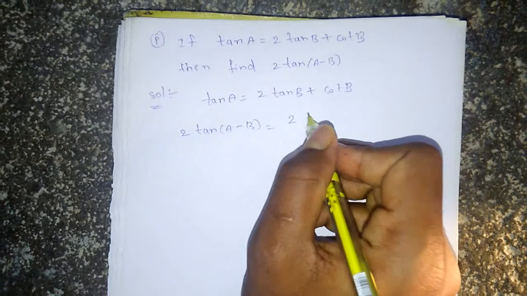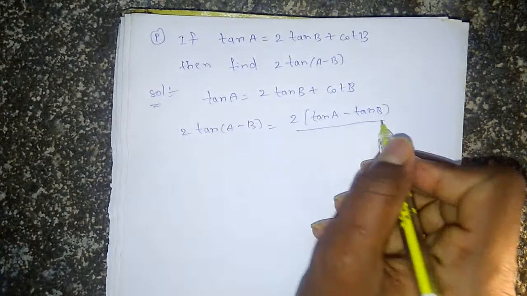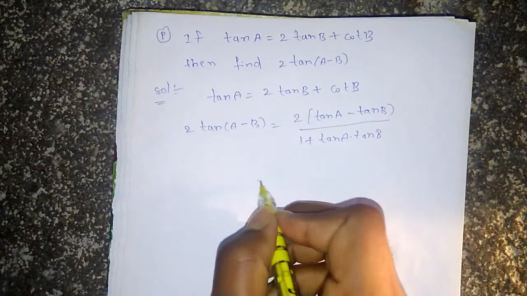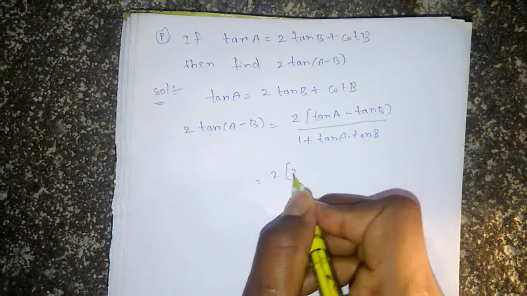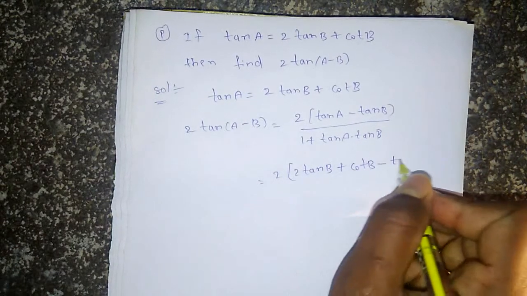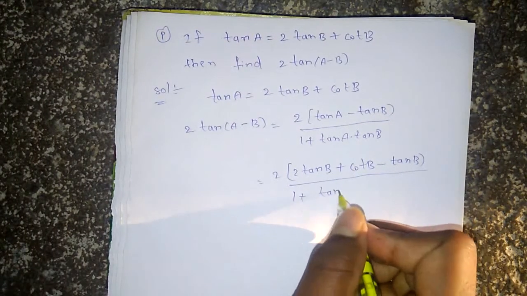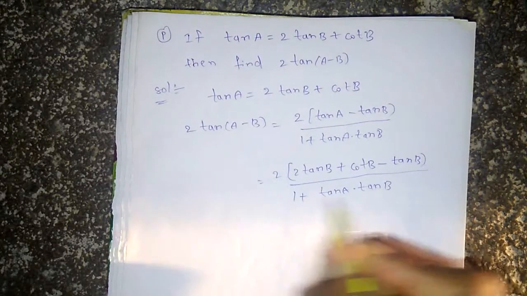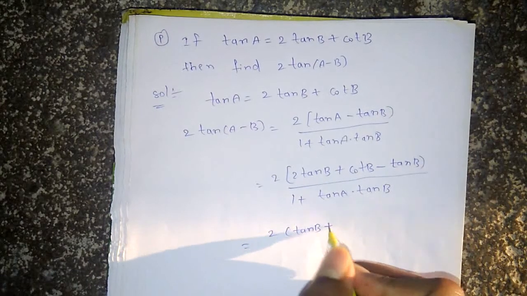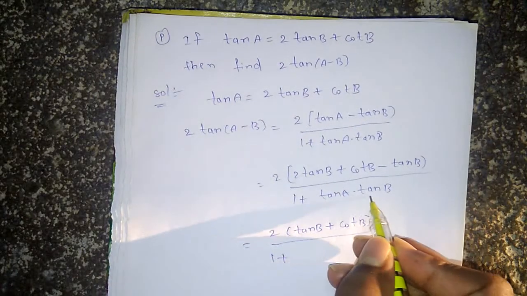So apply the formula here. 2 into tan a minus tan b divided by 1 plus tan a tan b. Here tan a value is given, so substitute. 2 tan b plus cot b minus tan b by 1 plus tan a tan b. This is 2 into here tan b plus cot b, over 1 plus tan a tan b.